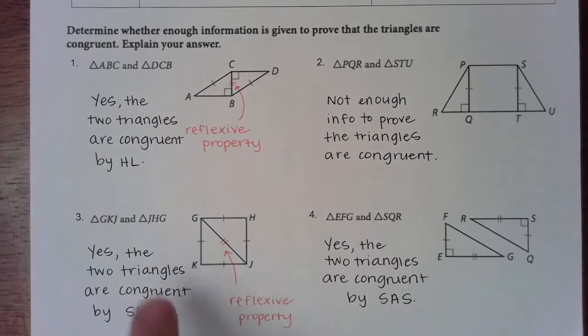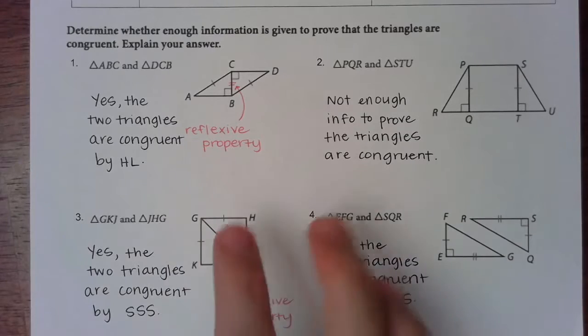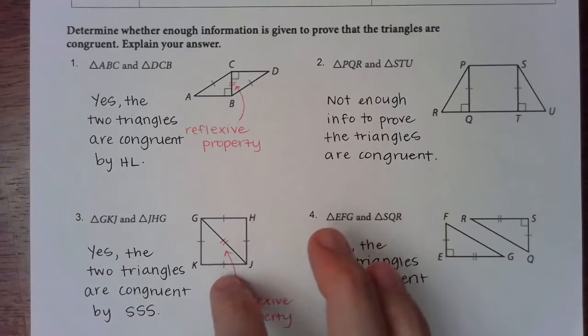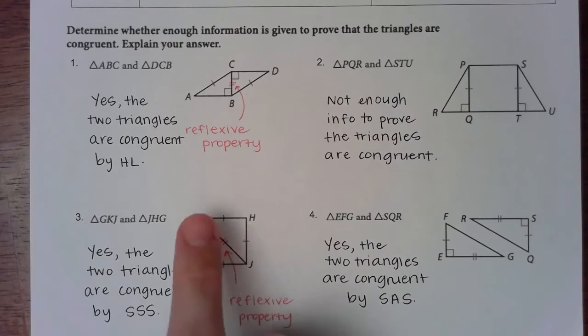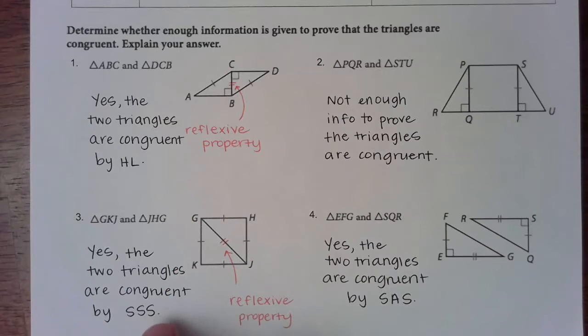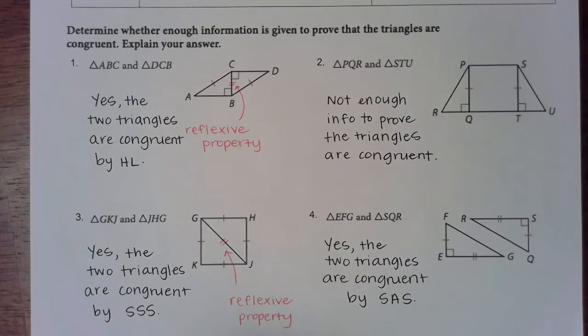Let's see, on number 3, G, K, J, and J, H, G. For this one, they mark that all four sides of the shape are congruent to each other. So that means these two sides are congruent to these two sides. And then because of the reflexive property, you can say the side in the middle is the same. And so because of that, we have side, side, and then side. So for this one, it's side, side, side. It doesn't matter that these look like right angles. If they're not marked, we can't assume that they're right angles.